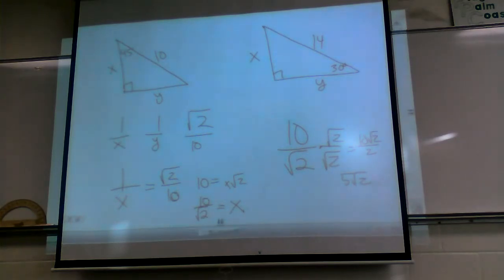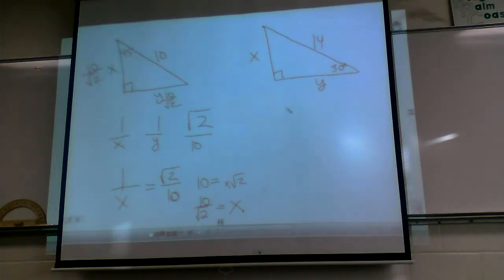Honestly, right this second, for your answers today, I don't really care if you do the full simplifying. As long as you can get to this point here, that's fine. So if you put an answer of 10 divided by square root of 2 there and there, that'd be okay. Right? So that problem's done. The 45, 45, 90s are a whole lot faster than the other ones. They take less time. All right?